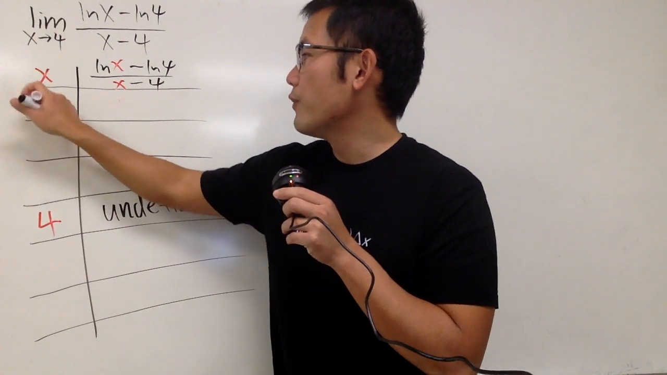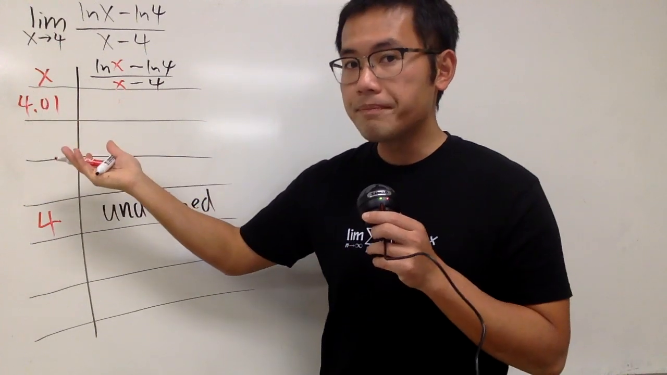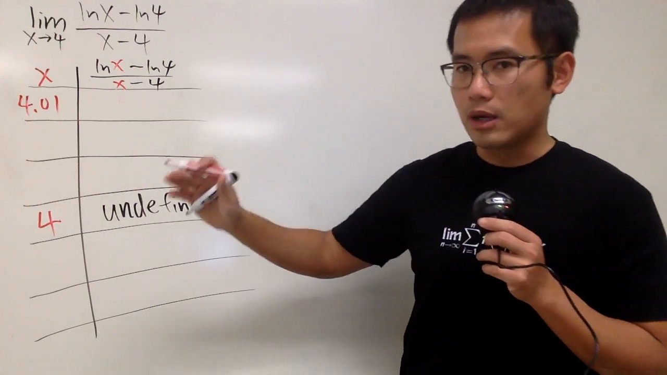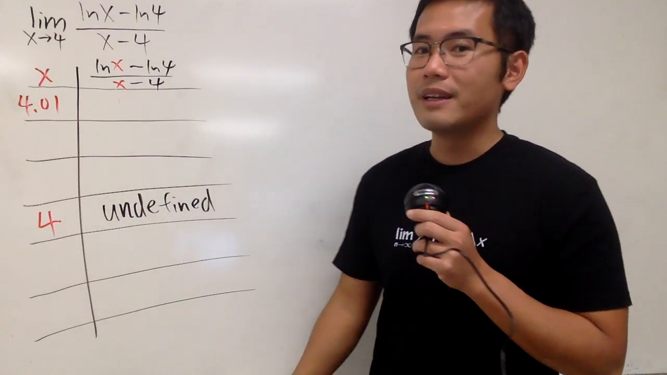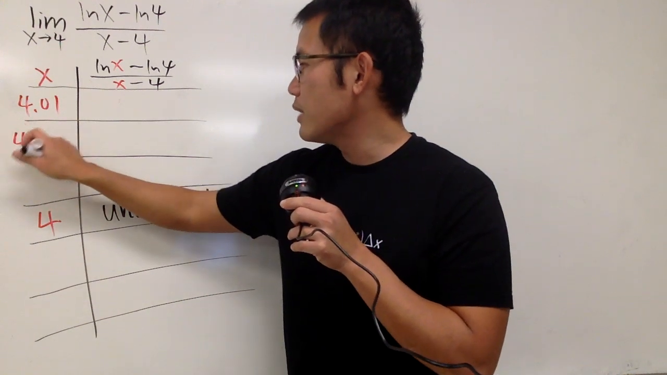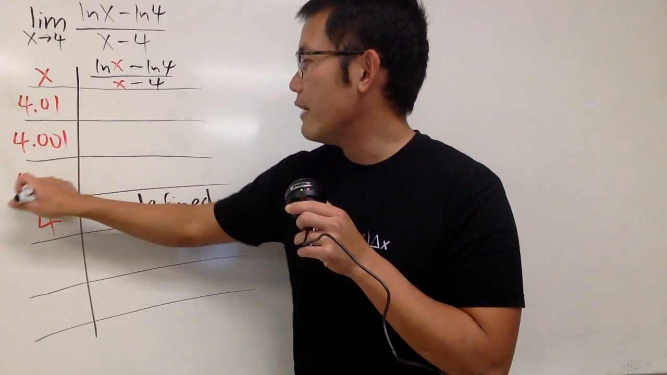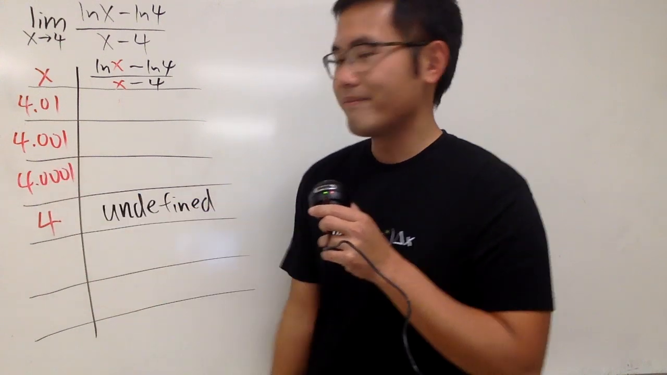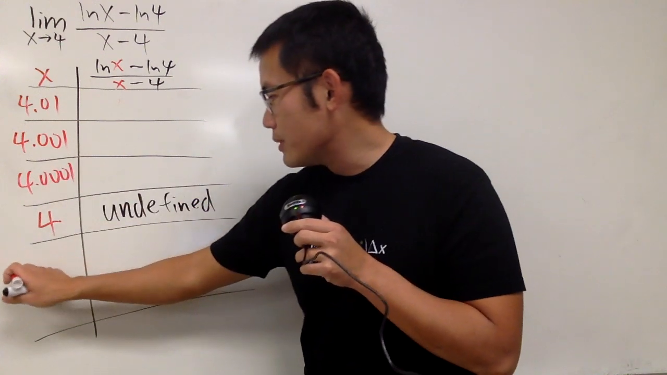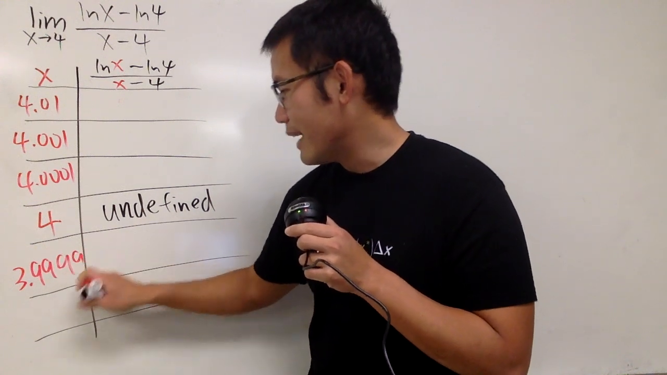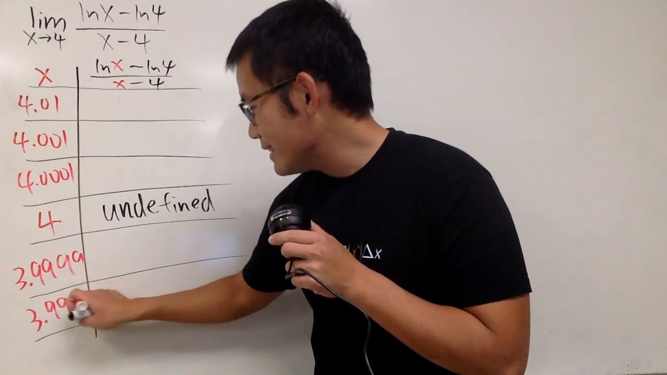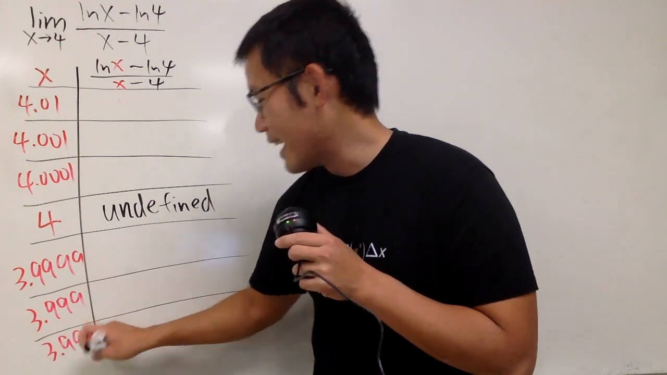Let's say we have 4.01, right? And then I'm going to get even closer and closer to 4, but not exactly equal to 4, because otherwise it will be undefined. And then I will just put down, let's say we do 4.001 and 4.0001. And then from the other side, I will just put down 3.9999, and then 3.999, and then 3.99, like this.